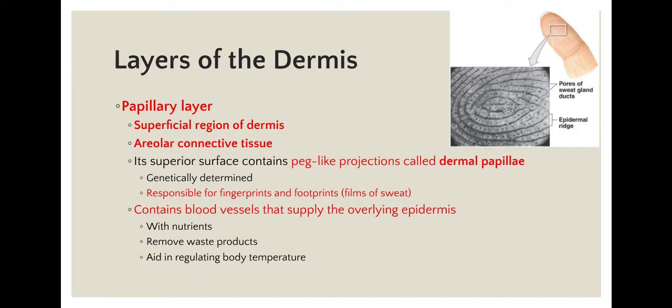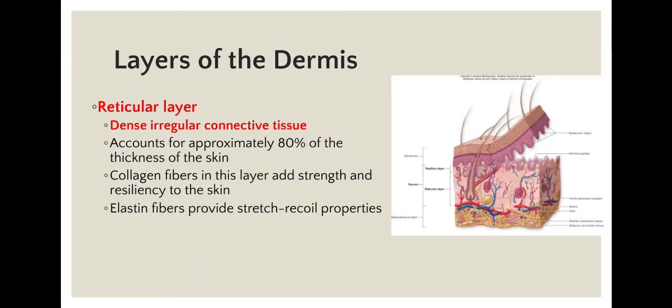This layer is also going to be where we have blood vessels that is going to give nutrients and oxygen, take away waste from that overlying epidermis. It's also what helps regulate body temperature, right? We can allow more or less blood to that skin area. That lower part is called the reticular layer. It's made of dense, irregular connective tissue, and it makes up about 80% of the skin's thickness. In that layer, we're going to find collagen fibers to add strength and resiliency, and elastin fibers to help stretch and then bring back.